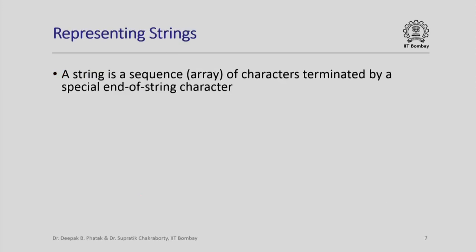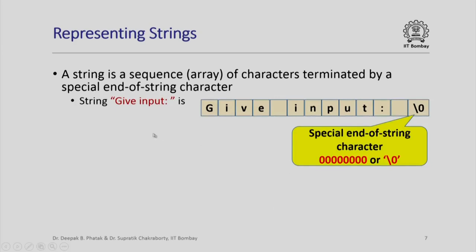Now, how do we represent strings in a computer? A string is really a sequence or array of characters that is terminated by a special character which we will call the end of string character. So, for example, if you consider the string "Give input: " followed by a space, remember even a blank space is a character. This really represents something like this, where each box here represents one character.